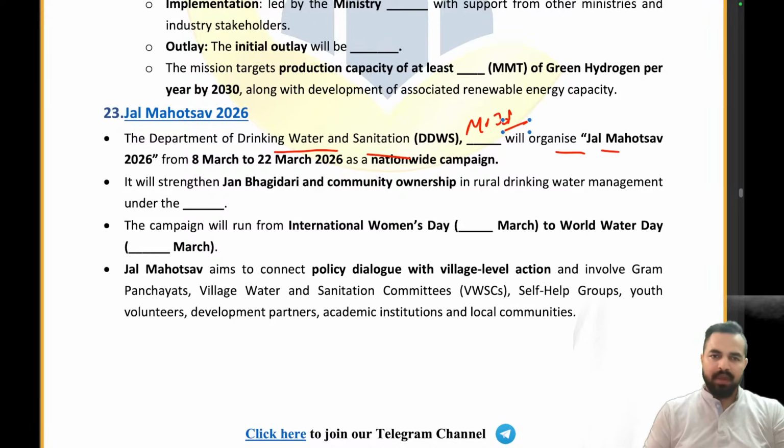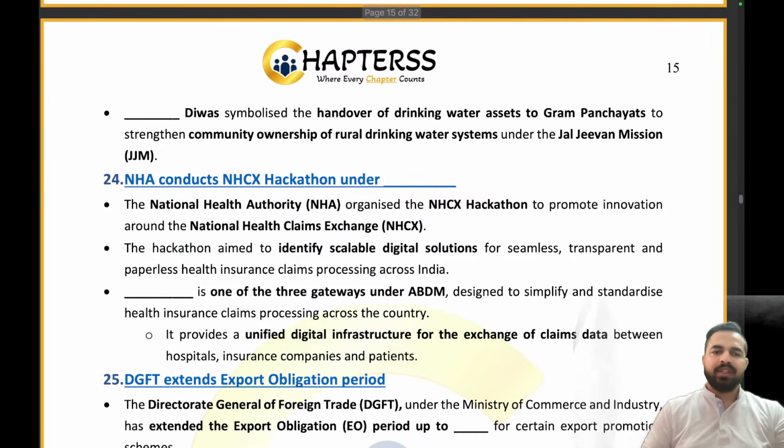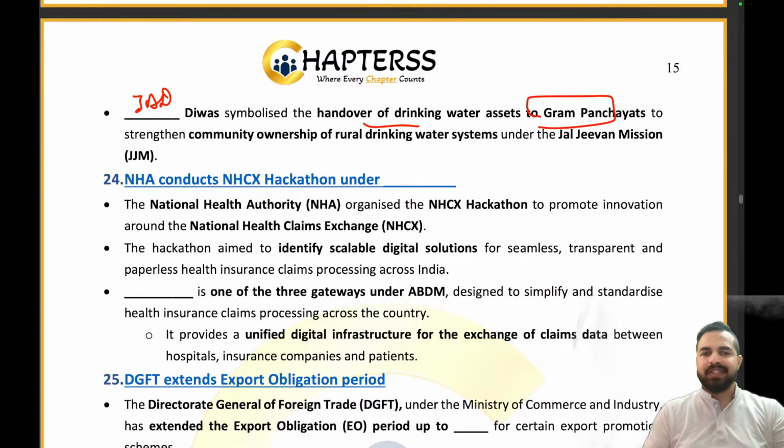Ministry of Jal Shakti. What is the duration? 8th March to 22nd March. Absolutely right. Under which scheme are we conducting it? We are conducting it under the Jal Jeevan Mission. The campaign will run from International Women's Day, that is 8th March, to World Water Day, that is 22nd March. Absolutely right. Now which day symbolizes the handover of drinking water? That is the Jal Arpan Divas, when we are handing over the drinking water assets to the Gram Panchayat so that they can strengthen community ownership of rural drinking water systems. Clear everyone?